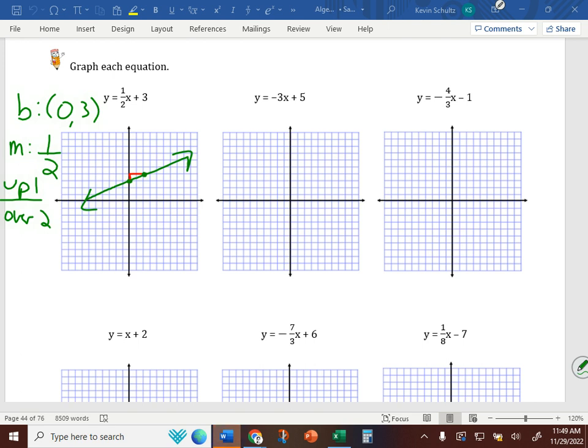We started with the y-intercept, that location, plotted that point first, and then used the slope, 1/2 up 1 over 2, to get to our second point, and then we have a line. The next one, what's the location of the y-intercept? 0, 5.